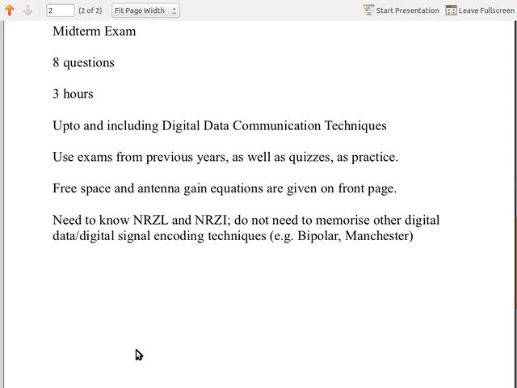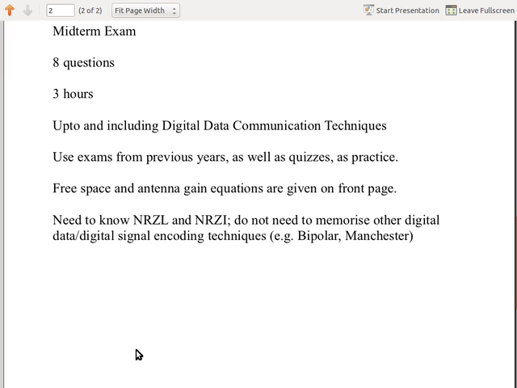There are 8 questions. Of course, it's 3 hours. Up to and including digital data communication techniques. Up to and including this topic. Hamming codes and so on, or Hamming distance and forward error correction. Of course, use the previous year exams and quizzes as practice. They will give you the idea of the types of questions. You'll see over previous years that the questions do not change much. Some they do. All right, the equations of free space and antenna gain are given. You saw that. You need to know the other things.